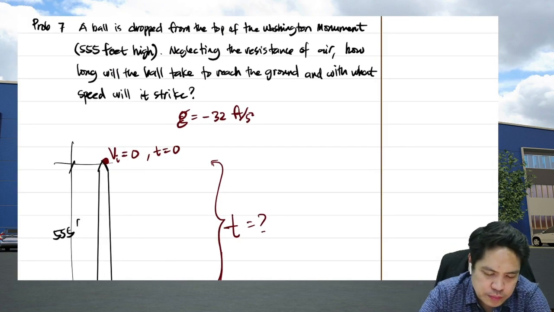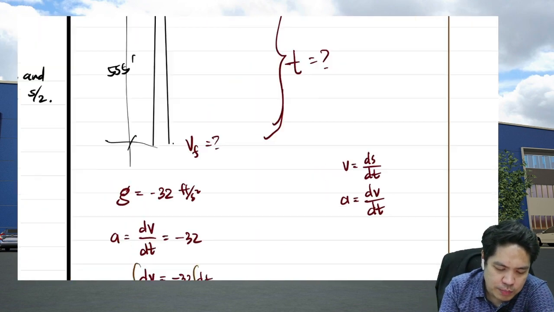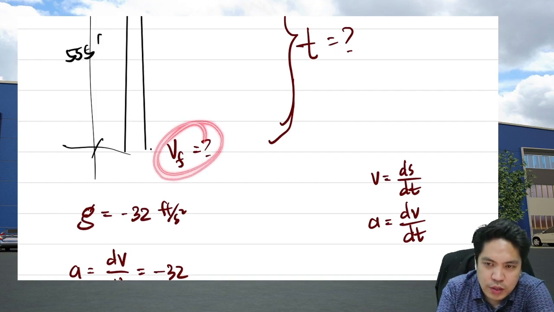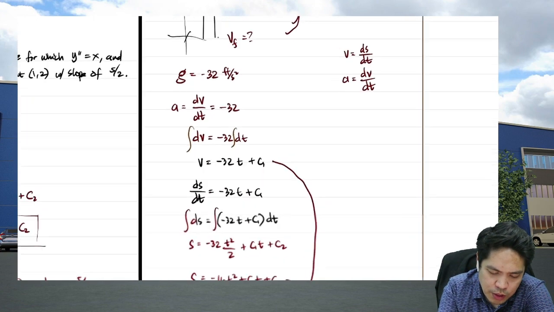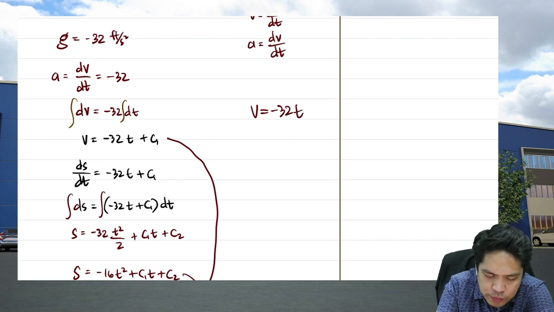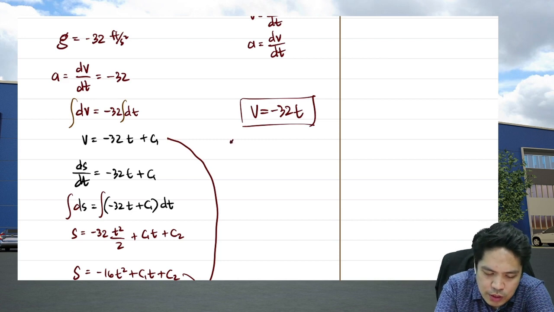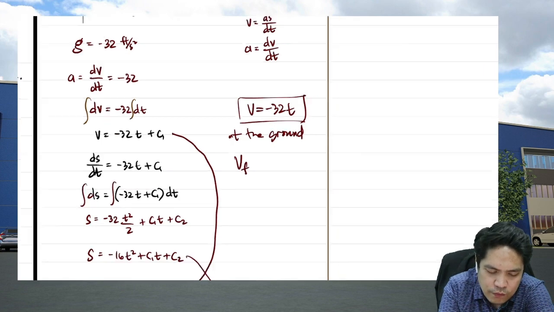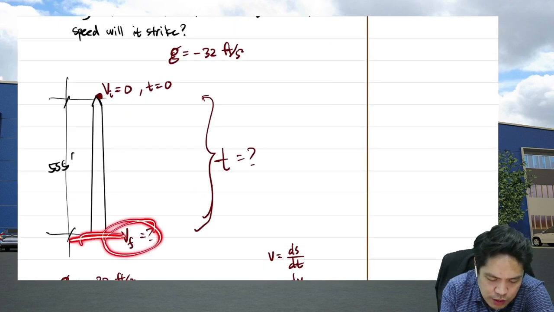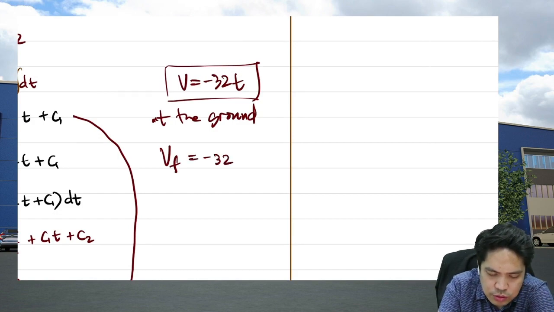So next question, at what or with what speed will it strike? So what we are looking for here is the final velocity at the ground. So what can we use here? I think this one. v is equal to negative 32t plus c1. And we know that c1 is equal to 0. So it's just this. So at the ground, our v is vf. At the ground, our v is vf. That is equal to negative 32 times time.